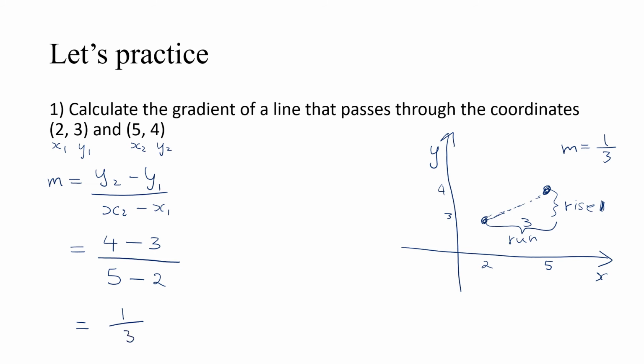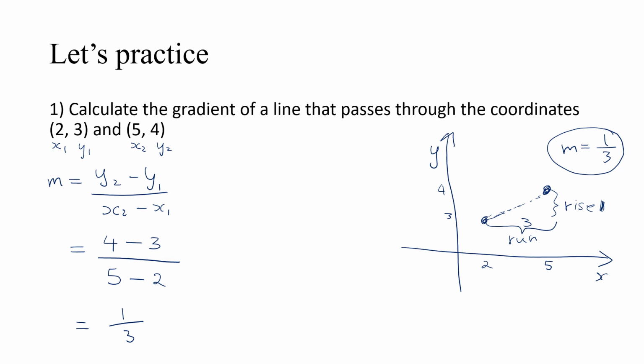Which is the same thing we got, of course, when we tried to do it graphically through this sketch over here. So this is basically what the formula is doing. It's basically telling us that we're dividing the rise by the run. How much we went up, which is the change in y, versus how much we went across, which is of course the change in x.